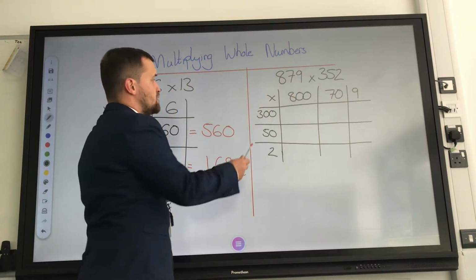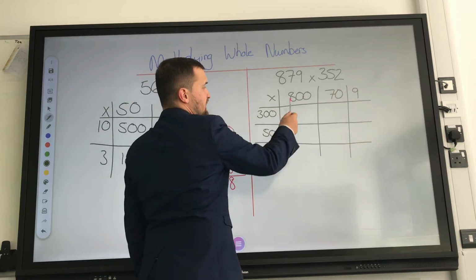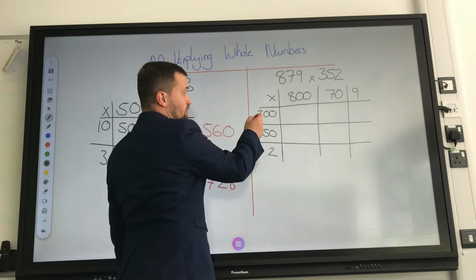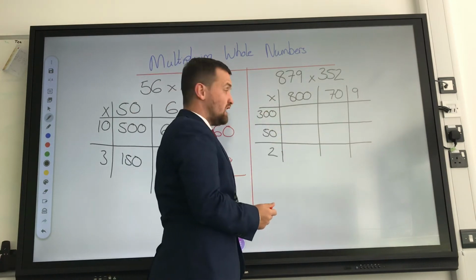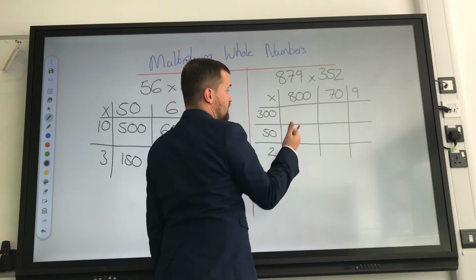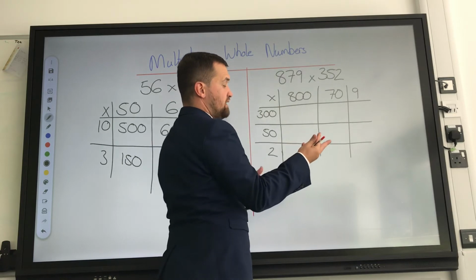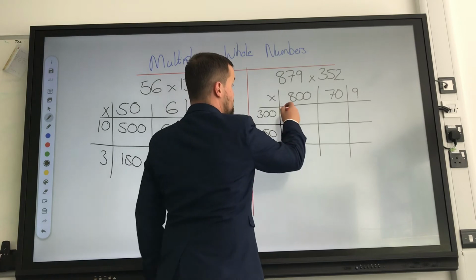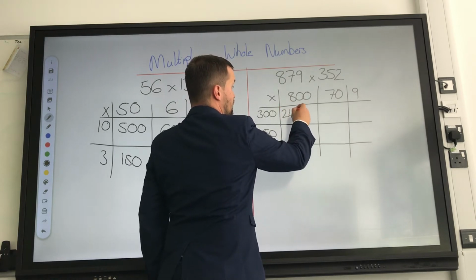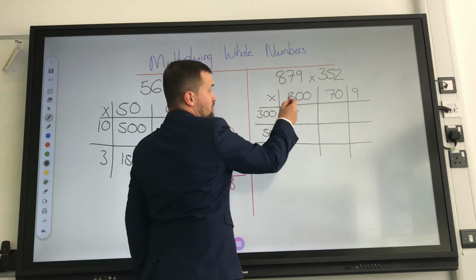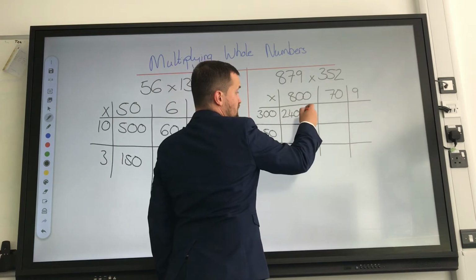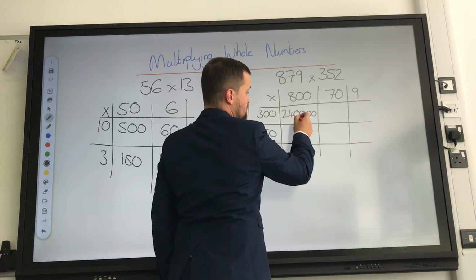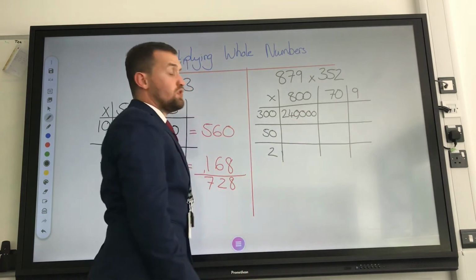So first things first, we've got 300 times 800. Now that's quite a difficult sum. So what we're going to do is 3 times 8 to start off with. 3 times 8, 3, 6, 9, 12, 15, 18, 21, 24. So 3 times 8 is 24. We've then got 1, 2, 3, 4 zeros, so we have to have 4 zeros in our answer. So the answer to that is 240,000.